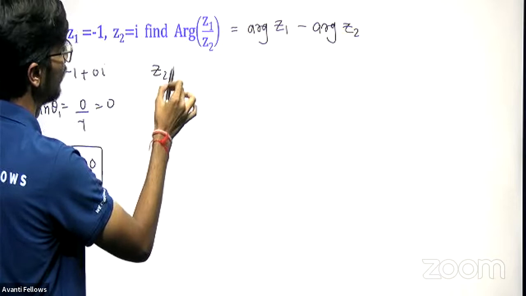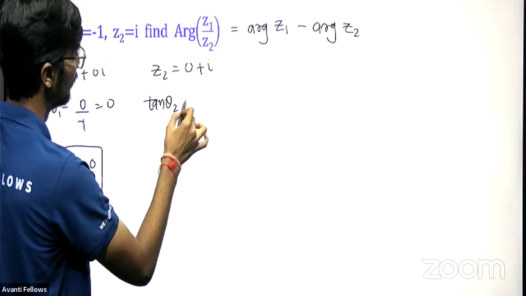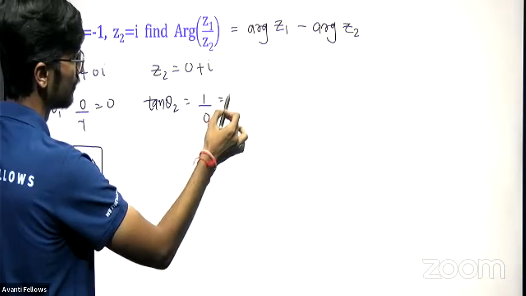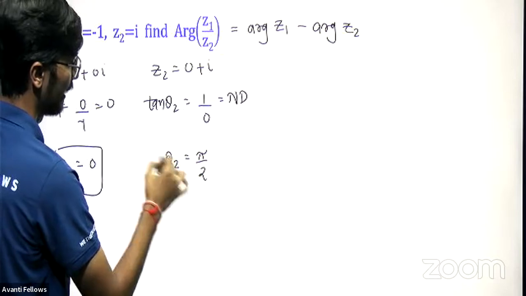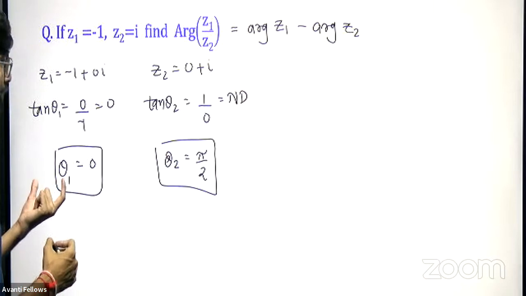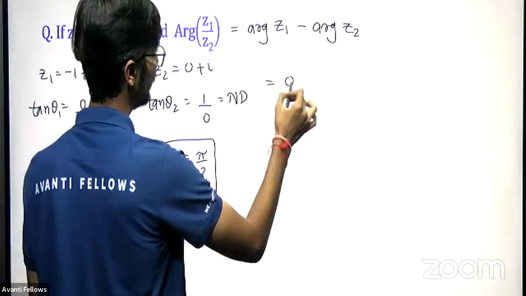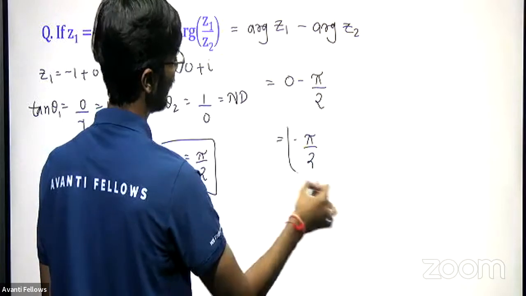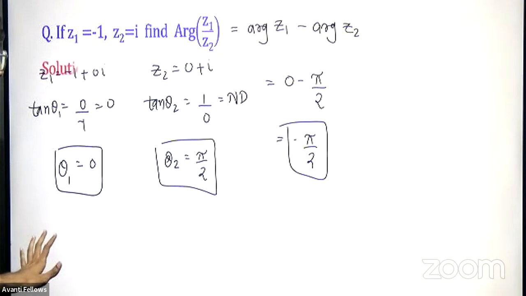What is z2? z2 can be written as 0 plus i. So that means tan theta 2 will be 1 upon 0, correct? Which is not defined. That means theta 2 is equal to pi by 2. What does this mean? Theta 1 is argument of z1. Theta 2 is argument of z2. This means this is 0 minus pi by 2, which is equal to minus pi by 2. That is my answer. Simple. Got it? Chalo, let's move on to the next question.